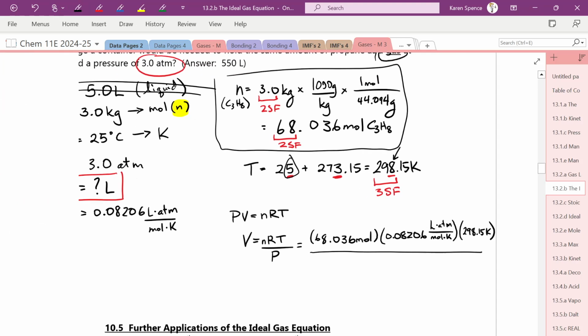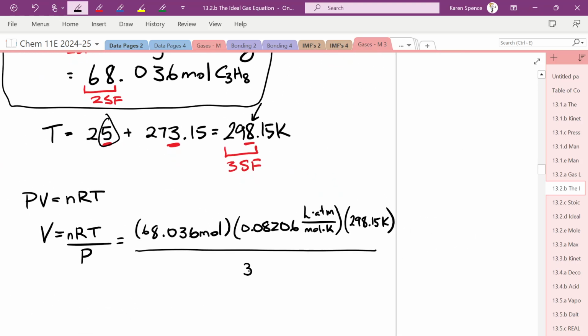over our pressure, which was a nice number, 3.0 atmospheres. That's probably going to be our least number of sig figs anyway. Yeah, we've got 2 sig figs there. Check and see, do your units all cancel out? Moles on the top, moles on the bottom. Atmospheres on the top, atmospheres on the bottom. Kelvin on the top, Kelvin on the bottom. And what are we left with? Liters. Hallelujah, that's what we wanted.